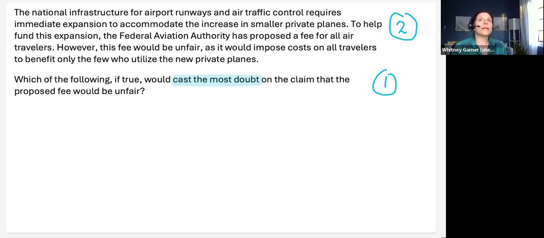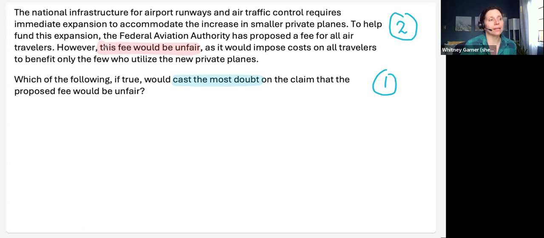A conclusion is always going to be a claim, so it'll never be a fact. The plan is to fund this expansion. We're going to propose a fee. Our conclusion, however, is this simple statement, the fee is unfair.